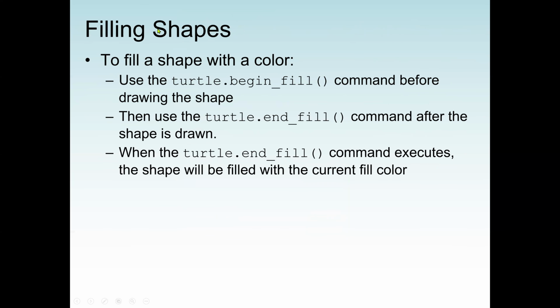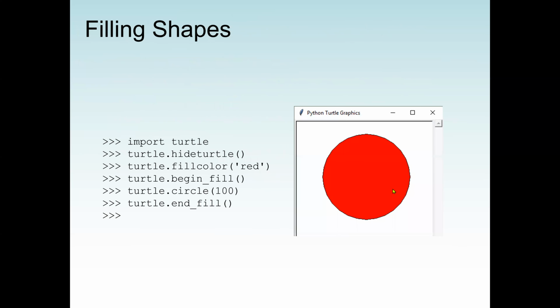Also, we can fill in shapes, more or less like painting a shape or an object. So here we can use turtle.begin_fill. The begin_fill function is a command before drawing the shape. Then turtle.end_fill will be the command after the shape is drawn. When the turtle.end_fill command is executed, the shape will be filled with the current fill color, whatever color we specify. So let's see an example here.